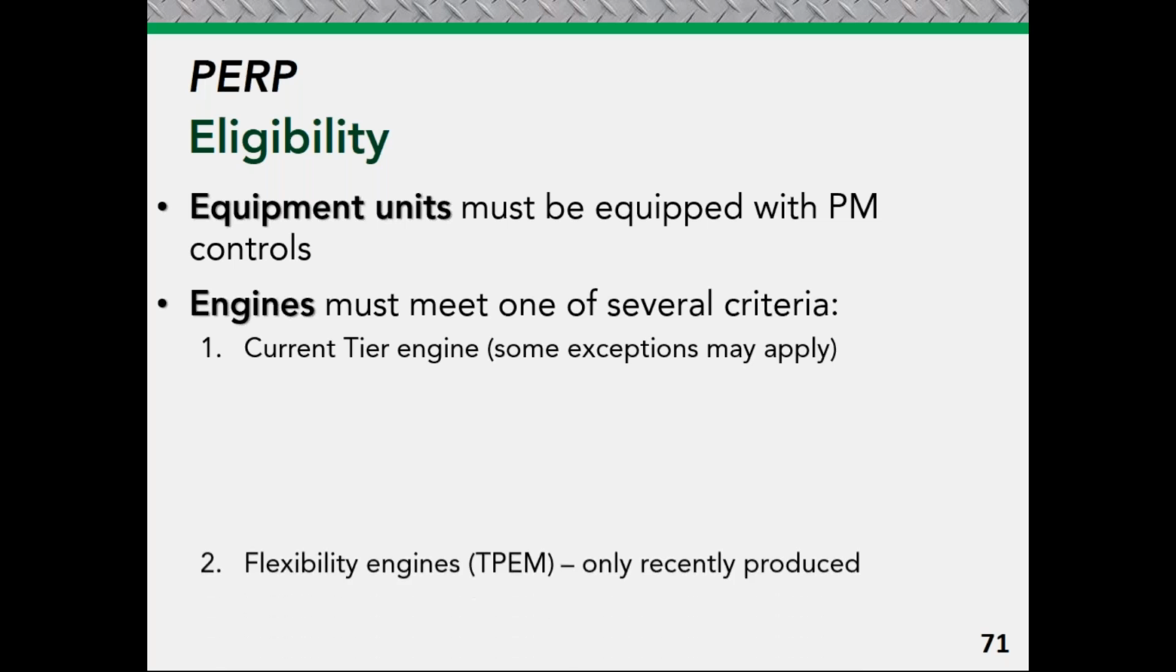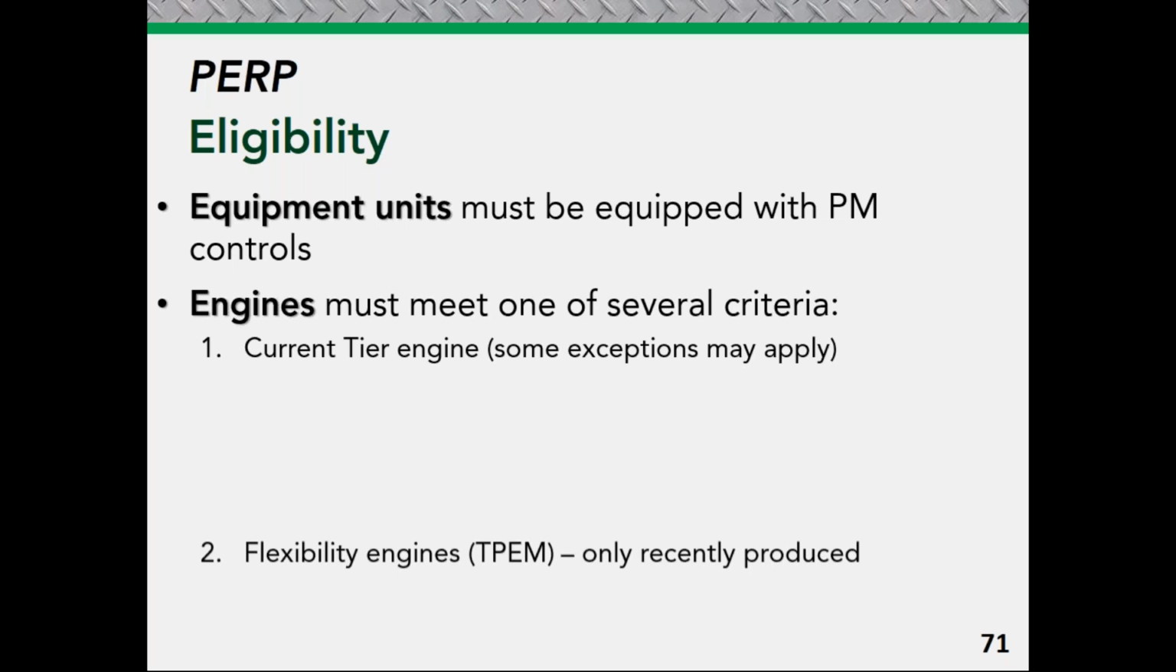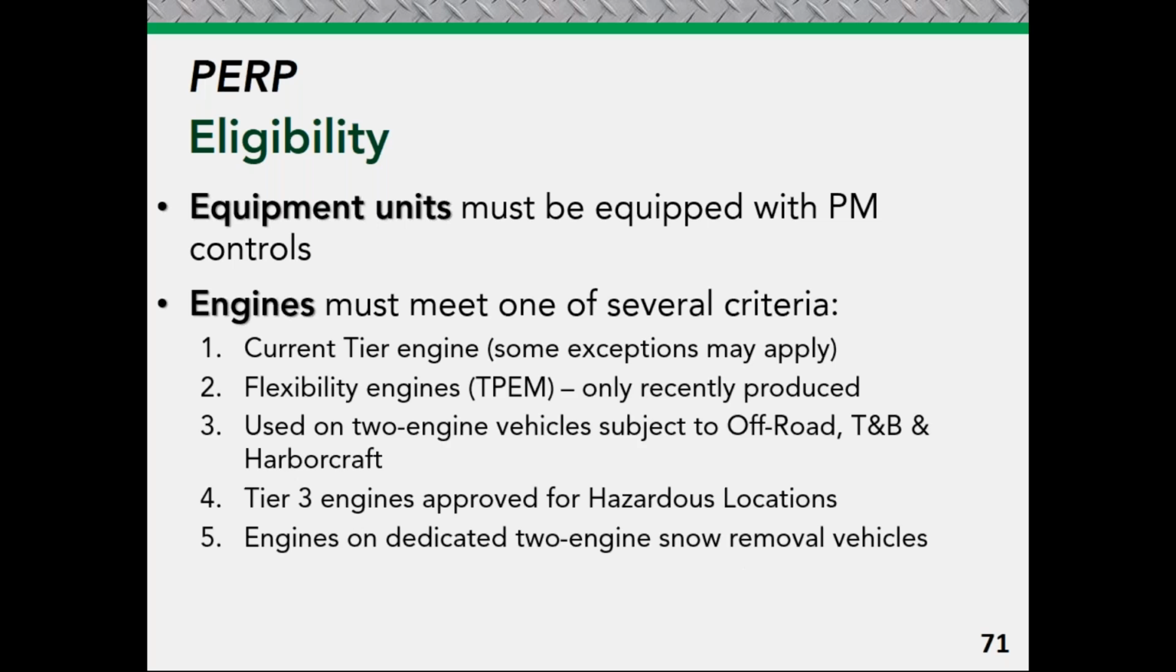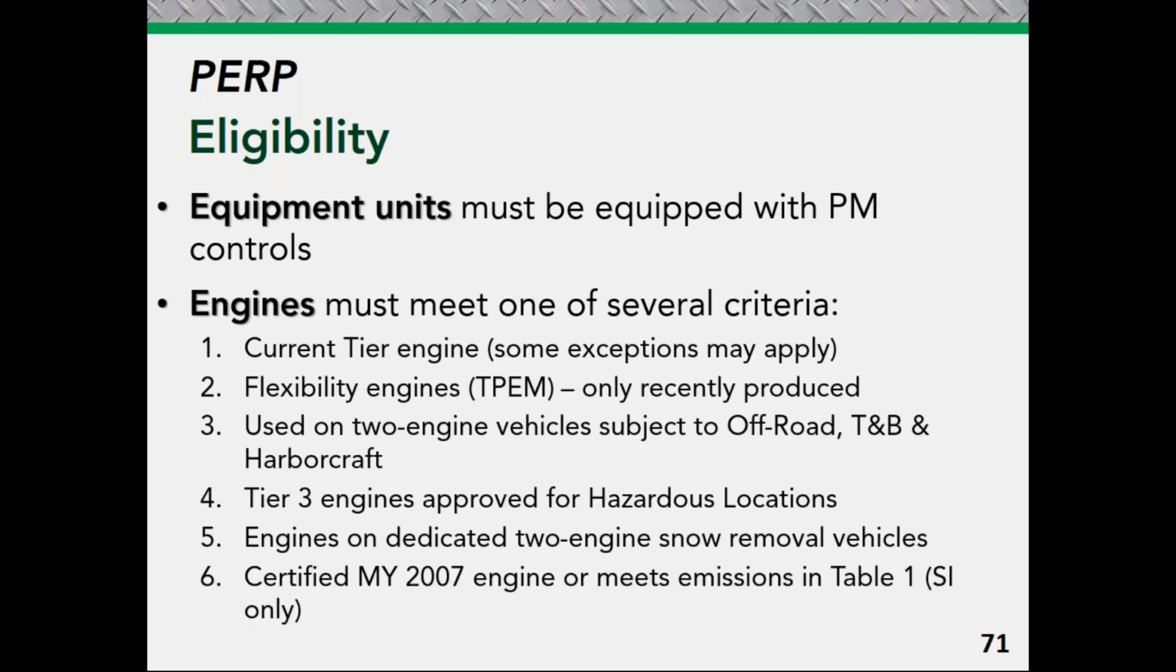If you have something called a flexibility engine, this would be an engine that was built at the time when a tier change happened within the requirements for a particular size of engine. You'll know you have a flexibility engine because it will have text on the actual engine label that says flexibility engine. Because of the federal program that allows those to exist, we will also take those in as an engine with a registration.